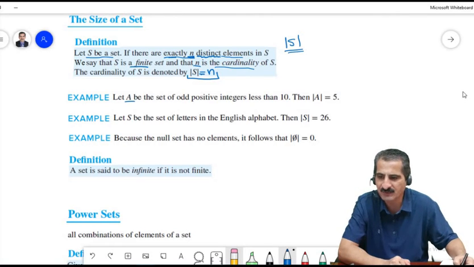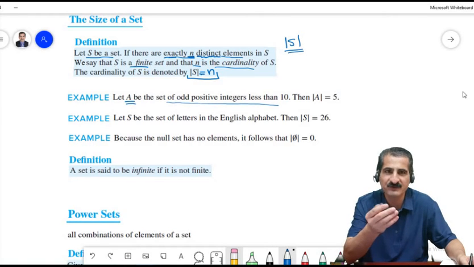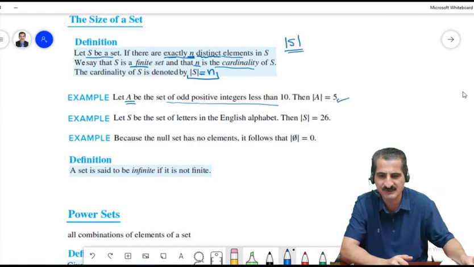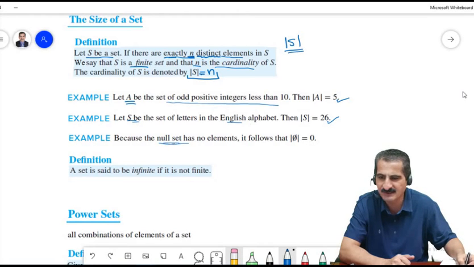So if we take A to be the set of odd positive integers less than 10, they are 1, 3, 5, 7, and 9. So we have 5 elements. And if we take the set of letters in the English alphabet, we know there are 26 letters. And the null set, the empty set, has no element. So the cardinality of the null set is 0. It contains 0 elements. A set is said to be infinite if it is not finite.